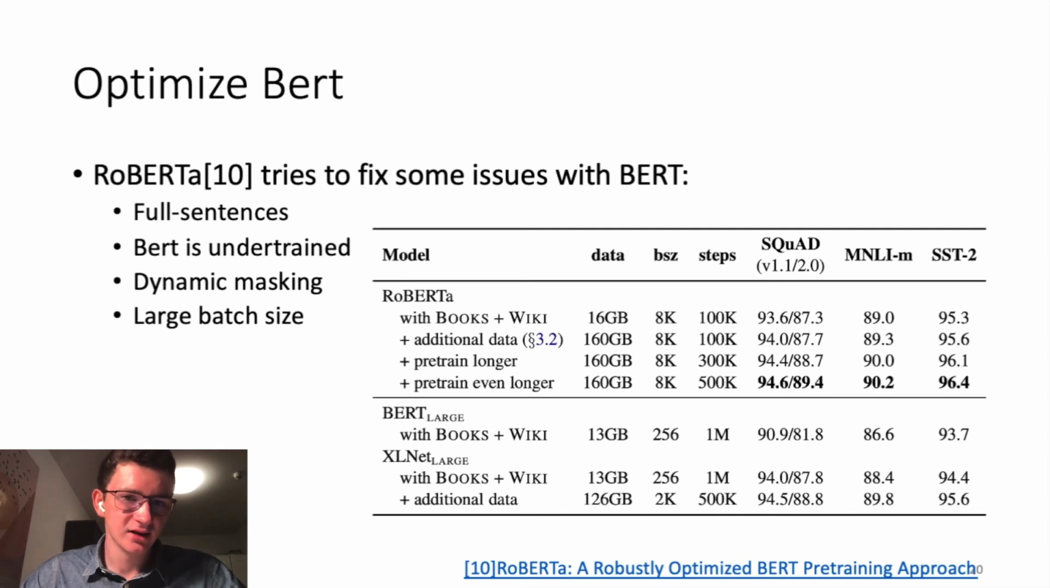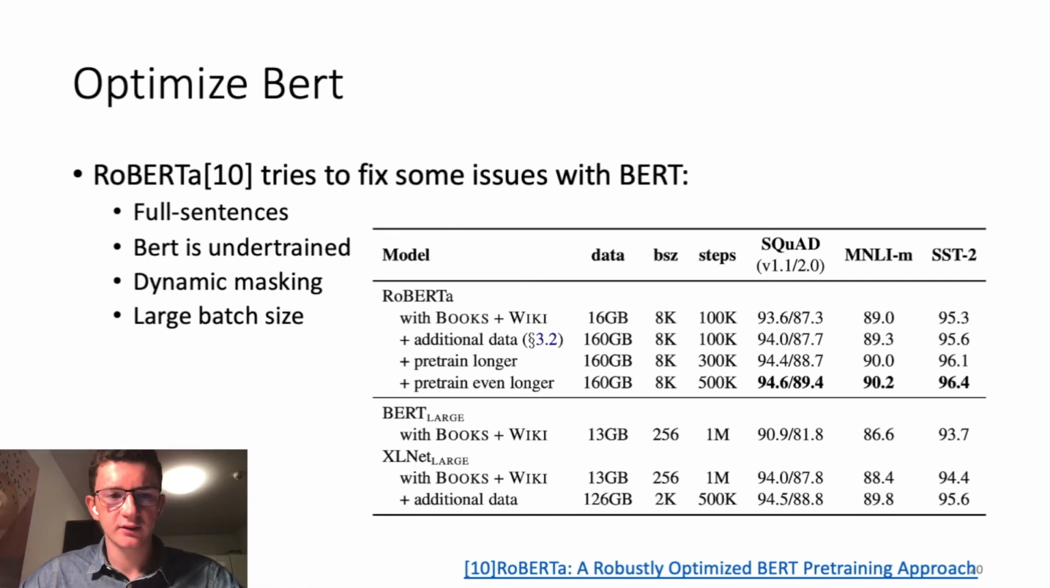They try to fix issues with BERT. So RoBERTa is a good example of it, and RoBERTa does it by optimizing a little bit, and also shows that BERT is actually undertrained. So what is it optimizing exactly?